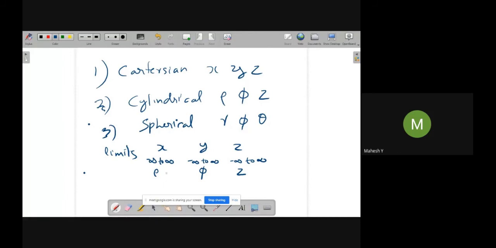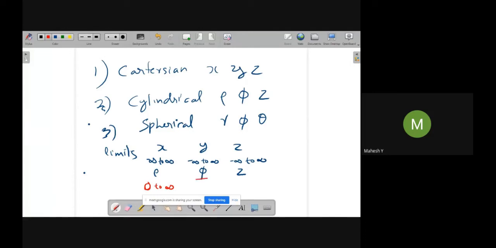Can anybody? Yeah, very good, Mohammed's answer. It starts from zero. Then the maximum goes up to infinity. Remember there is no minus here because rho cannot be negative. Rho is the length actually. Right, so length cannot be negative here.